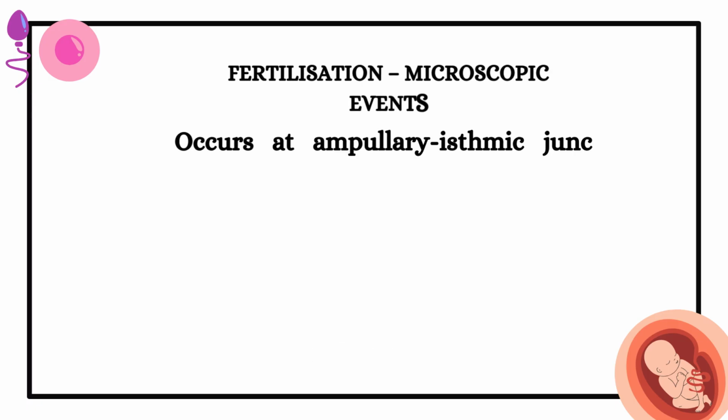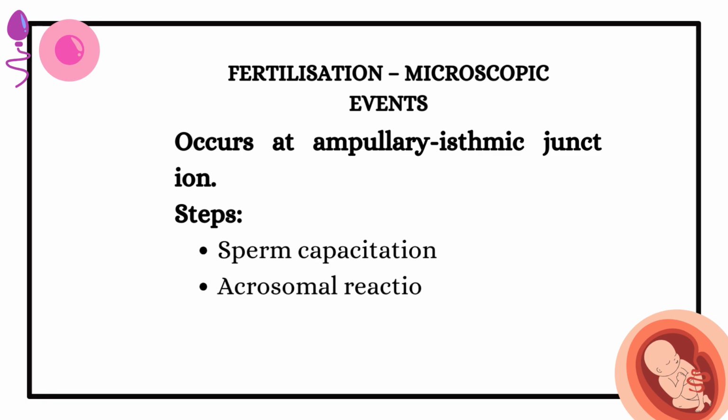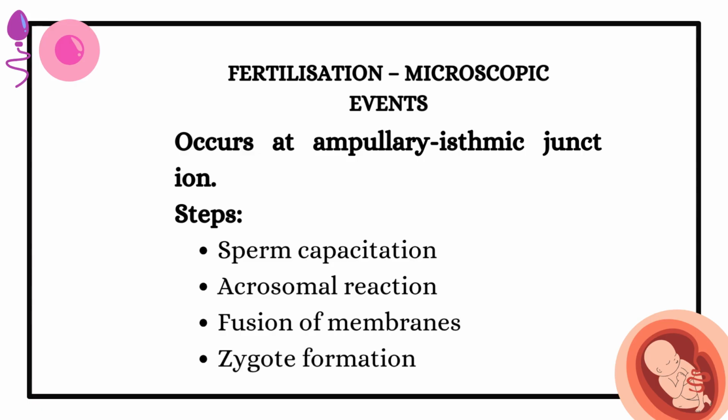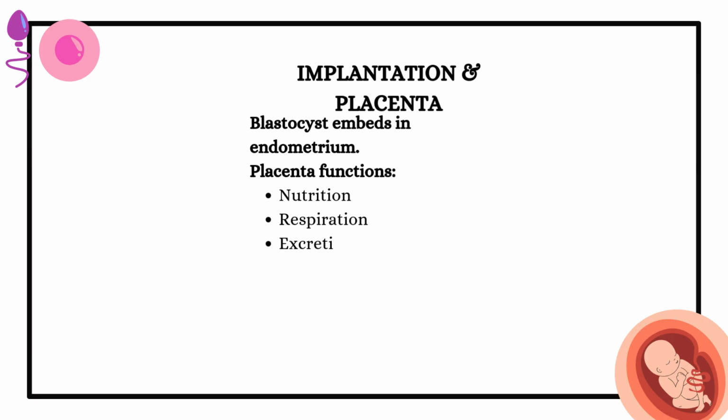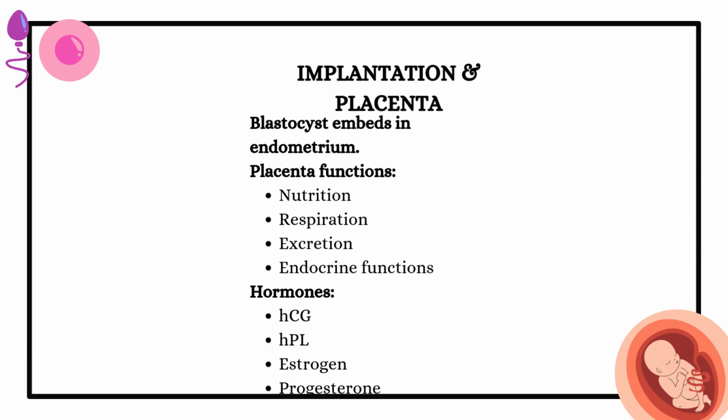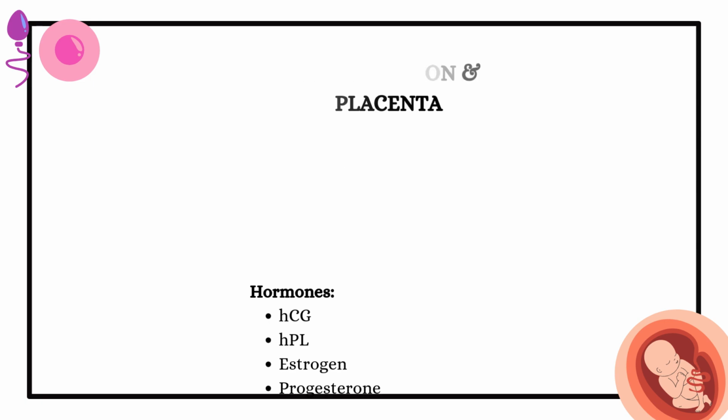Fertilization occurs at the ampullary isthmic junction. The steps include sperm capacitation, acrosomal reaction, fusion of membranes, and zygote formation. Implantation and placenta. Blastocyst embeds in endometrium. The placenta functions to provide nutrition, respiration, excretion, and endocrine functions to the developing fetus. And the hormones include HCG, HPL, estrogen, and progesterone to continue the above stated functions of the placenta.